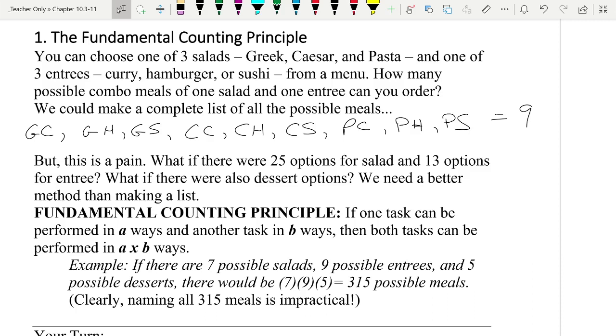But what if there was 25 options for salad? Just salad alone, and then 13 different entrees. Imagine how long this method would take us. There must be a better way. It's like I'm selling you something on late night TV. There must be a better way.